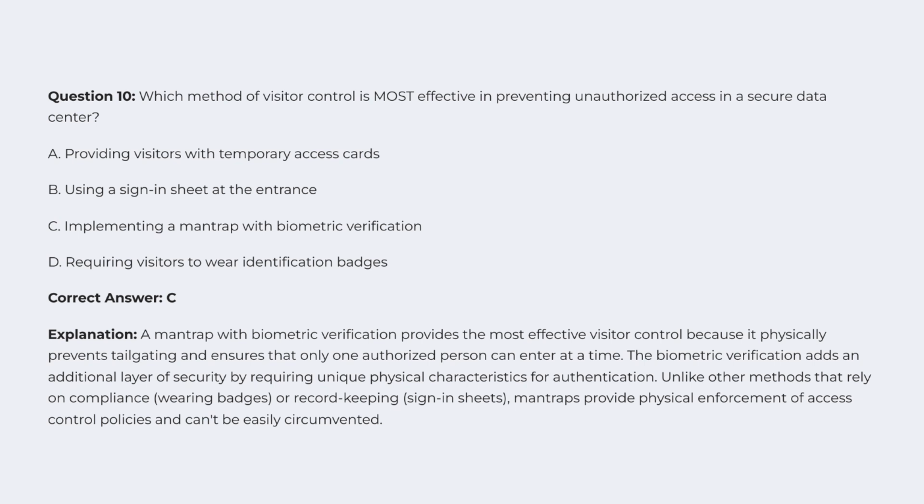Correct answer, C. Explanation: a man-trap with biometric verification provides the most effective visitor control because it physically prevents tailgating and ensures that only one authorized person can enter at a time. The biometric verification adds an additional layer of security by requiring unique physical characteristics for authentication. Unlike other methods that rely on compliance, such as wearing badges, or record-keeping, such as sign-in sheets, man-traps provide physical enforcement of access control policies and can't be easily circumvented.